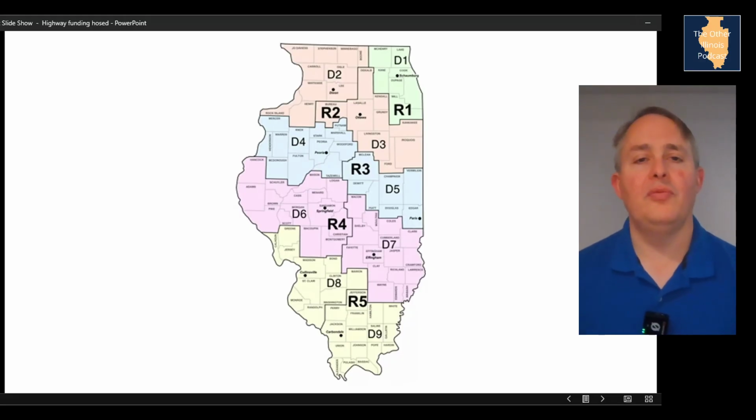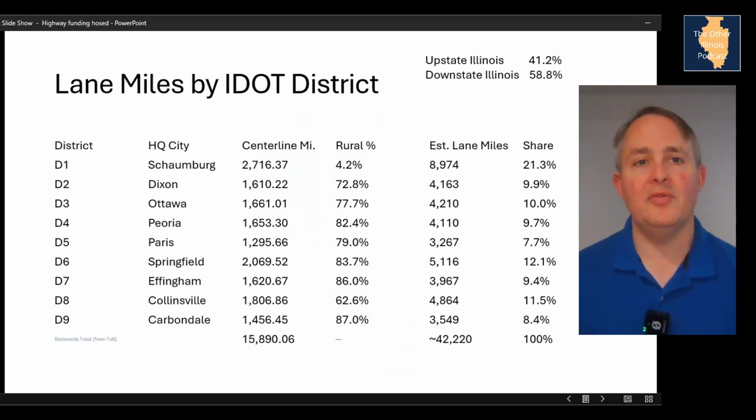Now, when we talk about miles, lane miles is a good metric to use when we're talking about interstate highway funding, because obviously in District 1, you may not have a lot of centerline miles, but of those highways that you have, they're going to be multi-lanes. So I took this from IDOT and came up with a pretty good estimate for how many lane miles are in each district. And in District 1, 21% of the highway in the state of Illinois is within the Chicagoland area, which again makes sense.